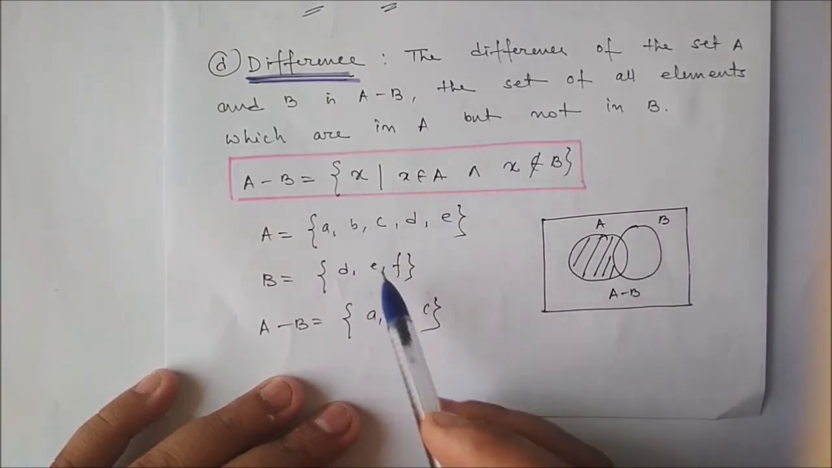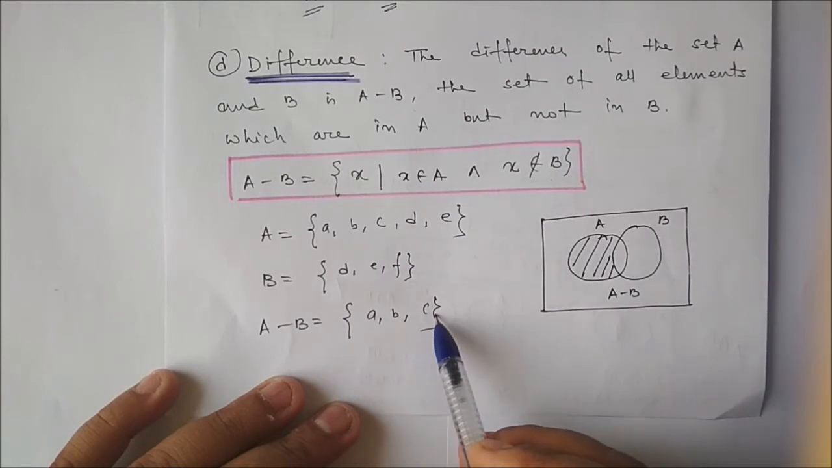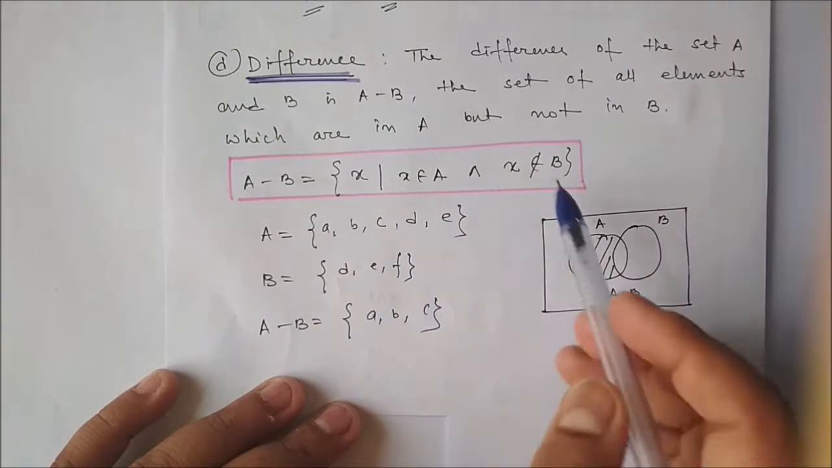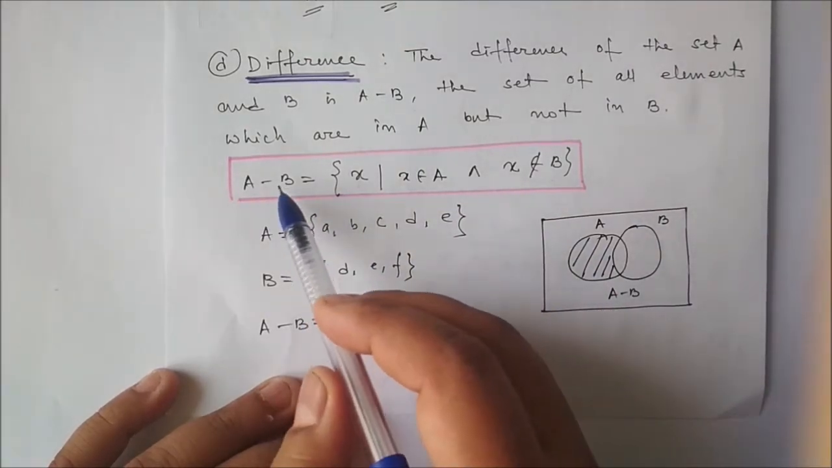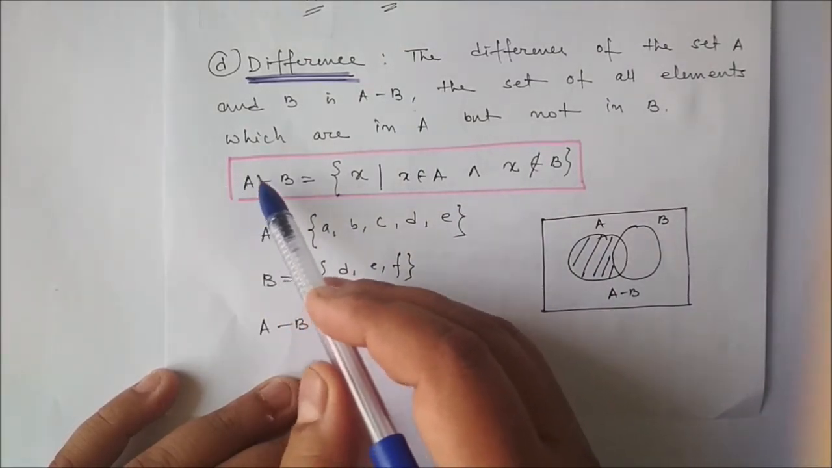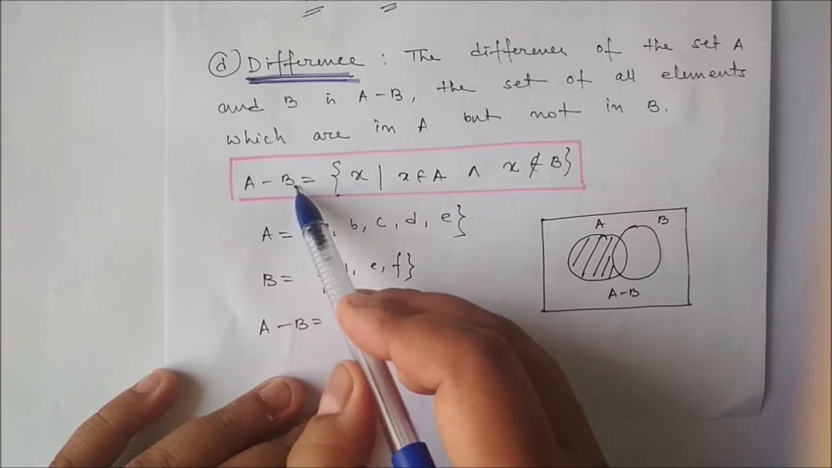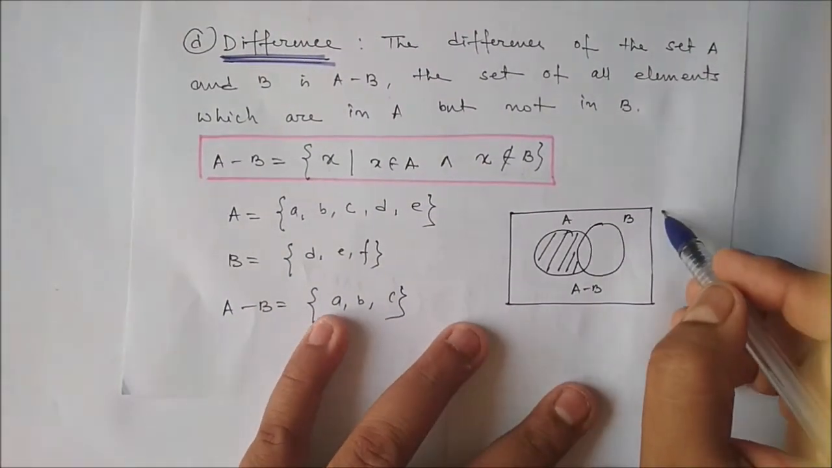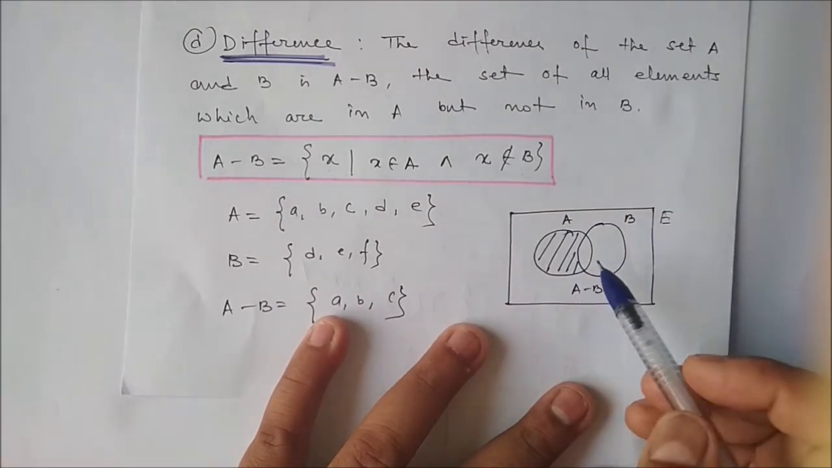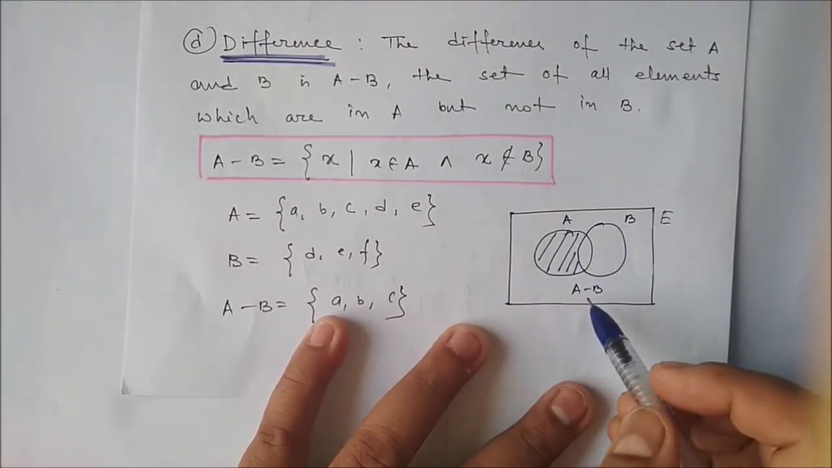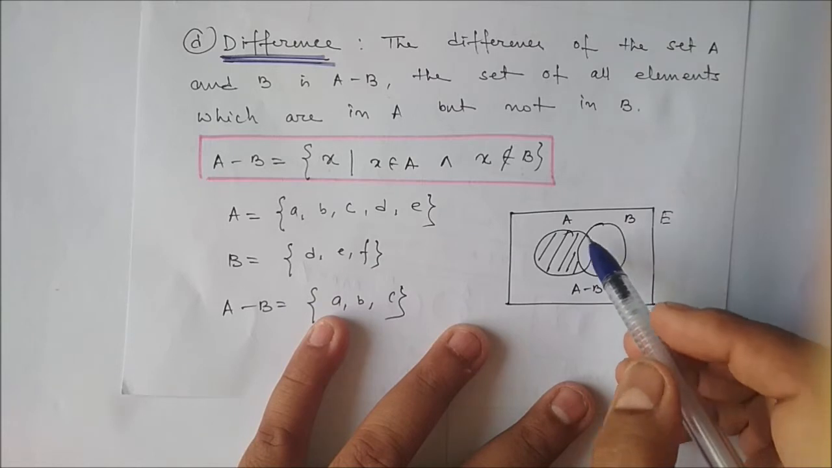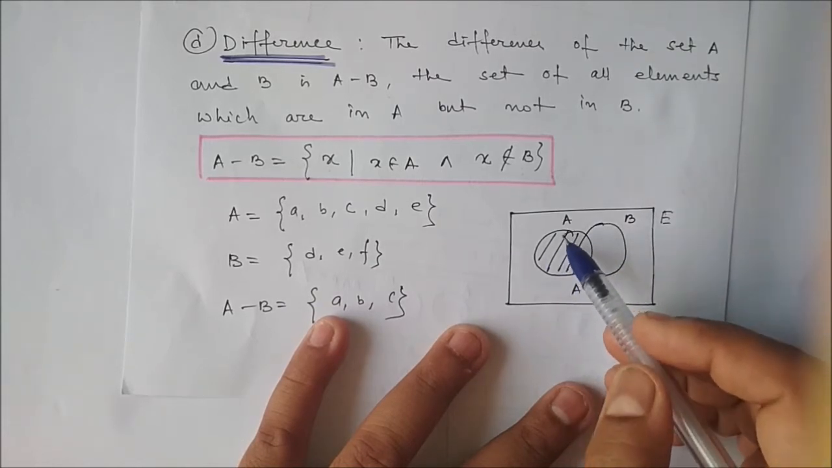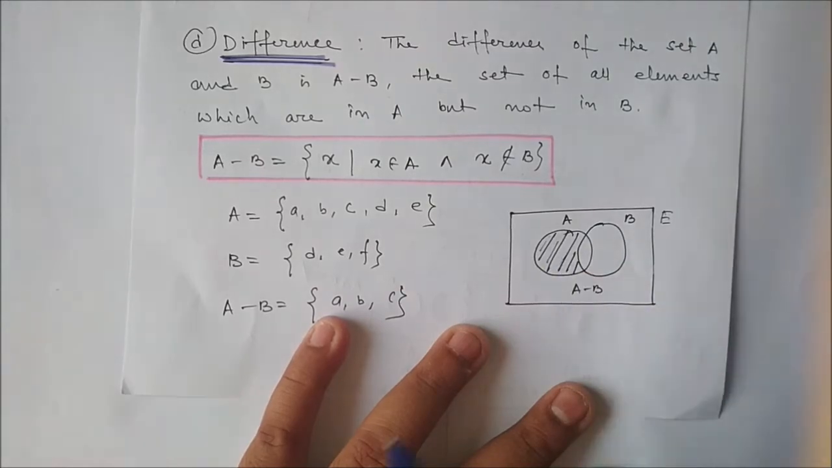So the final answer will be what? A, B, C. So A minus B will be A, B, C. In this particular difference, A minus B means eliminate those elements which are present in B. Now we can see the Venn diagram. This is the universe of discourse. Two sets are there, A and B. A minus B means we have to eliminate those elements which are present in B, and we have to display the shaded part.